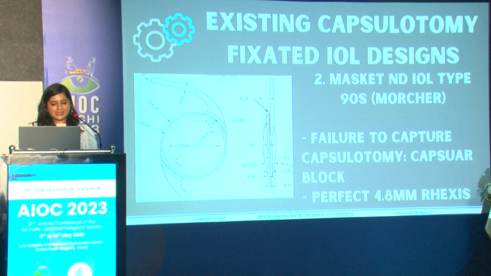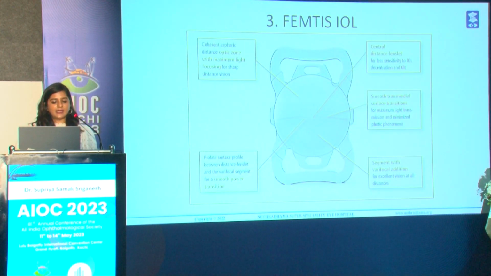The other lens is the Masket IOL design. This also has a peripheral groove and requires a femtocapsulotomy of 4.8 mm, and failure to capture the capsulotomy can cause a capsular block. There's also the Femtis IOL, which has 2 haptics. The inner haptics clip on to the capsule, and this also requires a femtocapsulotomy of 4.8 mm, and the haptics can clip onto the iris, which can cause iris tissue damage. So each of these lenses, which are the current solutions, require a femtocapsulotomy and have other drawbacks.